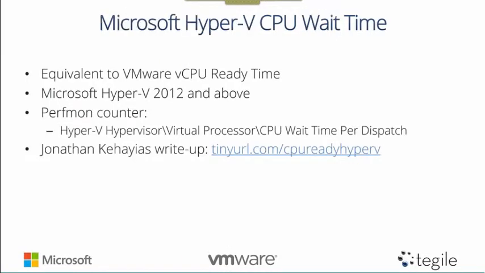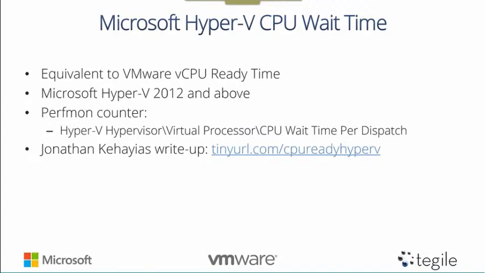Now, from a Hyper-V standpoint, it's the exact same metric. It's the performance counter. They call it CPU wait time per dispatch. Jonathan Cahias had a really good write-up there. It's available in Hyper-V 2012 and above. I'm sorry, but they didn't expose that in Hyper-V 2008 or 2008 R2.